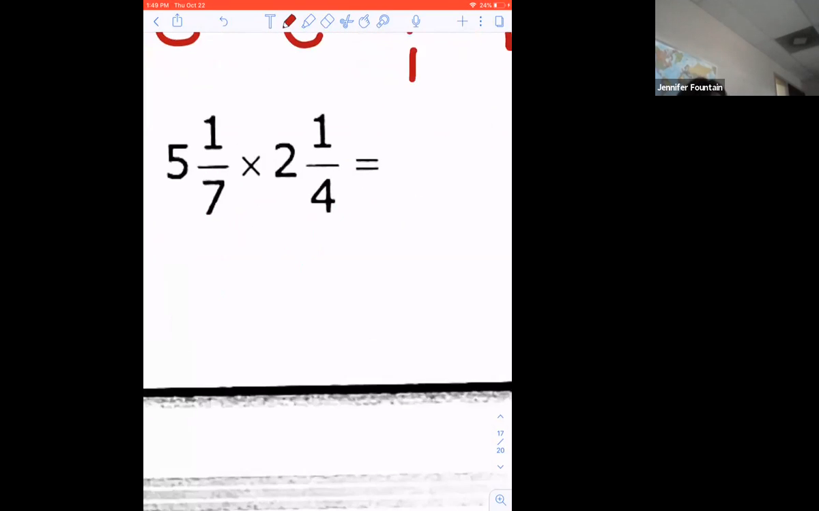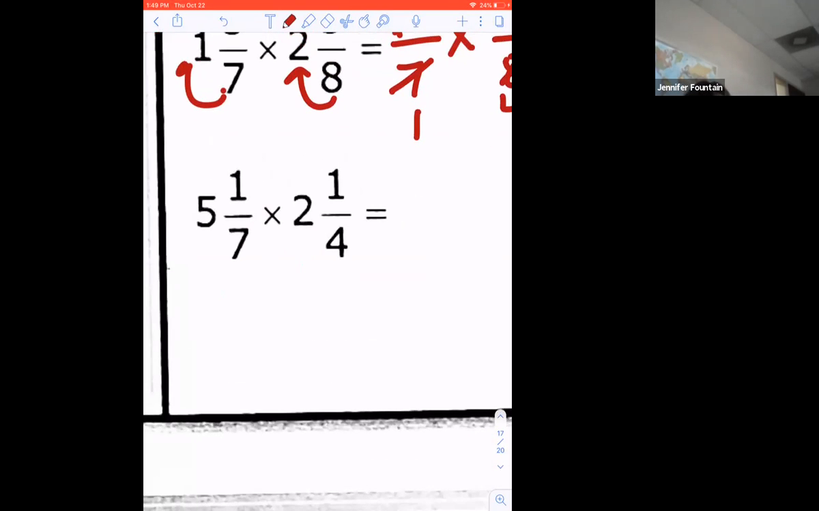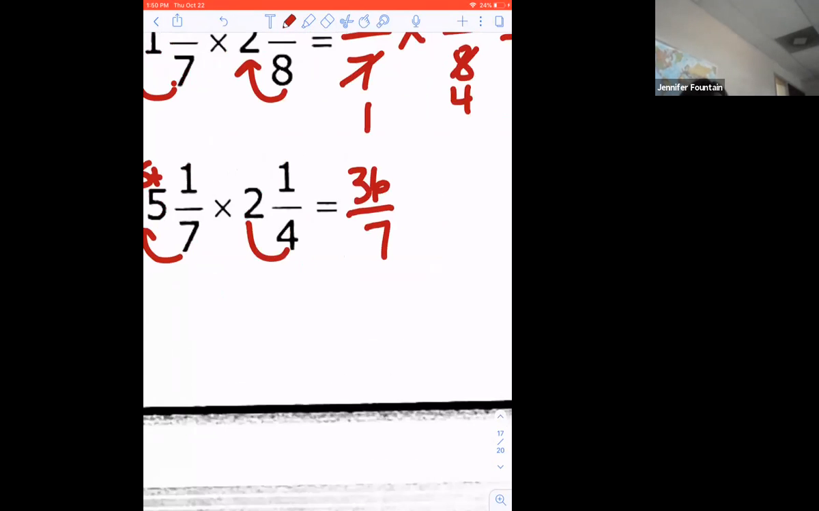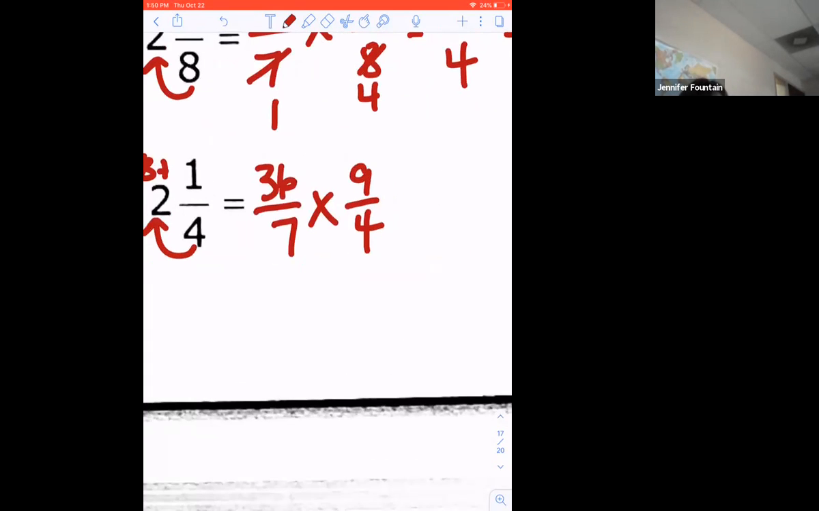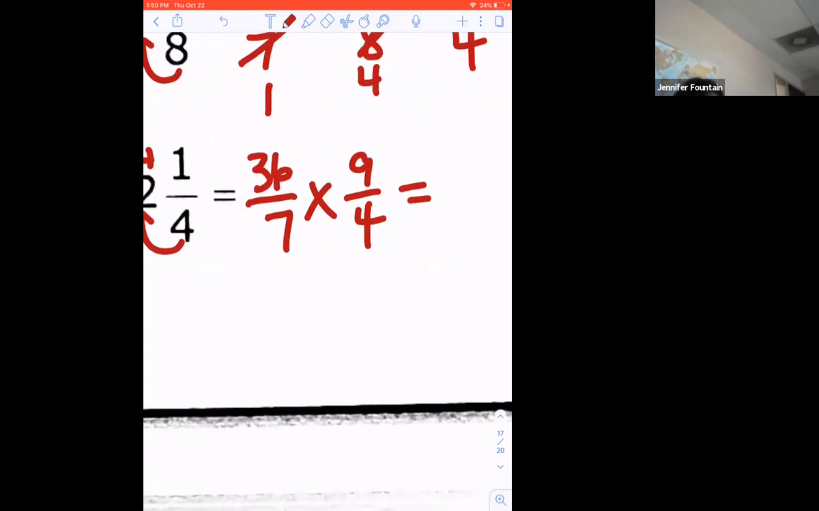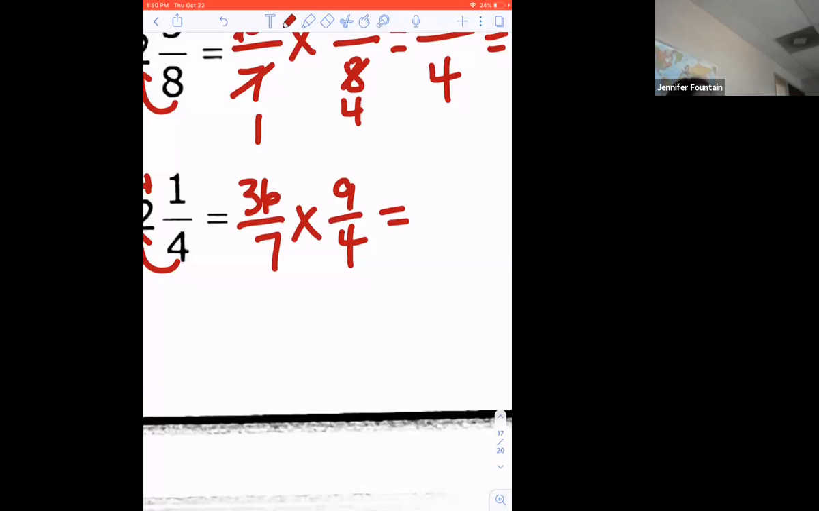And the last one, 5 1/7 times 2 1/4. 7 times 5 is 35, plus 1 is 36. 4 times 2 is 8, plus 1 is 9. What can be simplified? 36 and 4. What are they both divisible by? 2. They are. Are they divisible by something else other than 2?